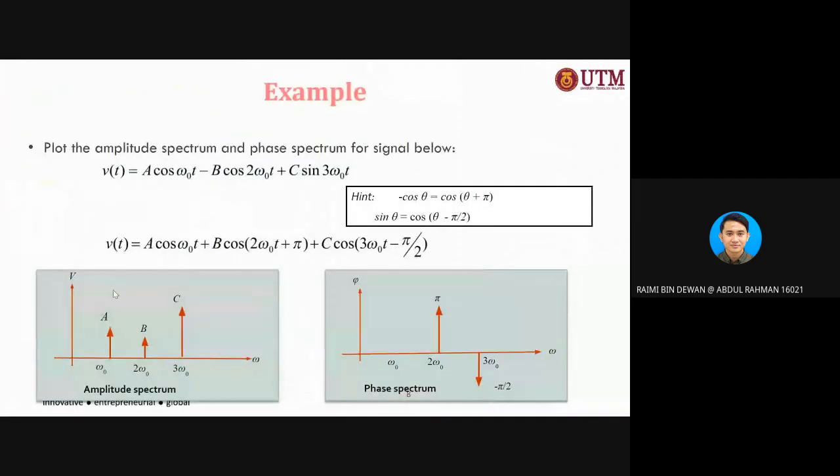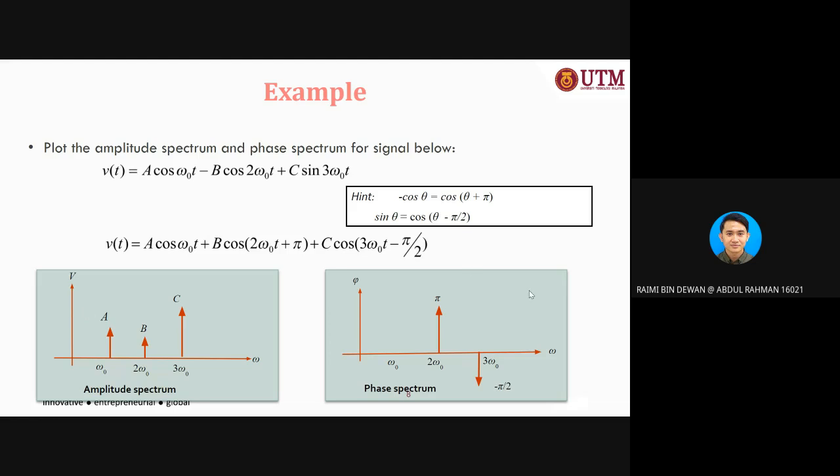Okay, then you plot the amplitude spectrum and phase spectrum. So first you will have omega naught, the second angular frequency is 2 omega naught, and the third angular frequency is 3 omega naught, okay. And the same for the phase spectrum. Then you just need to plot the amplitudes A, B, and C. So it is continuous from the horizontal axis up to the value. Let's say this one is A, this one is B, and if they say this is 1, this one should be 1, and if they say this is 3, it should be 3, okay.